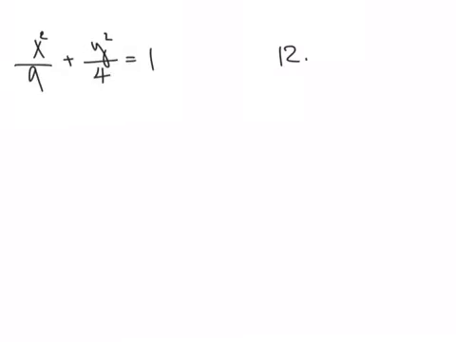Okay, so this is 12.2b in intermediate algebra, continuing on with ellipses and hyperbolas. Alright, so what I have up here is an equation for an ellipse.